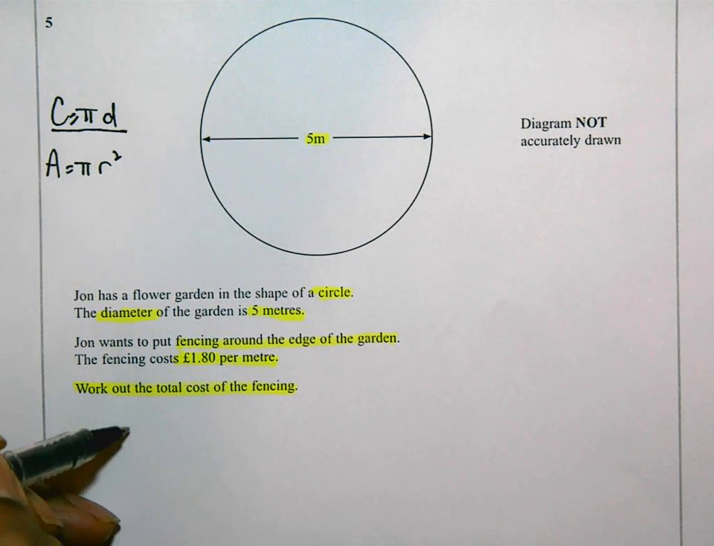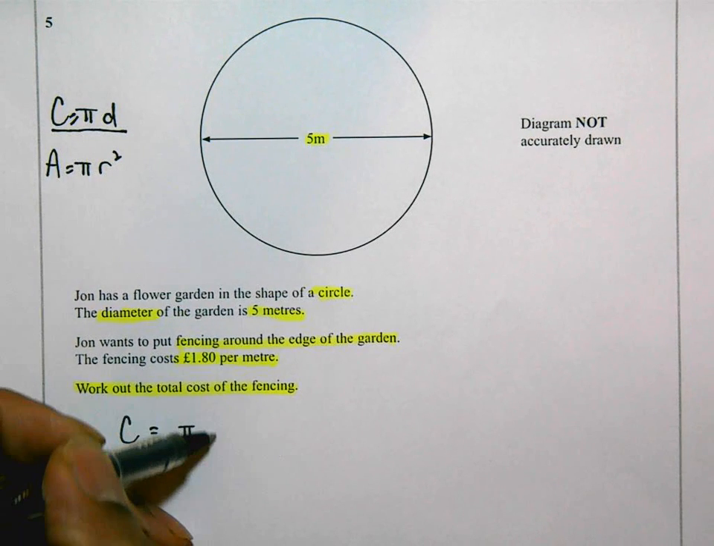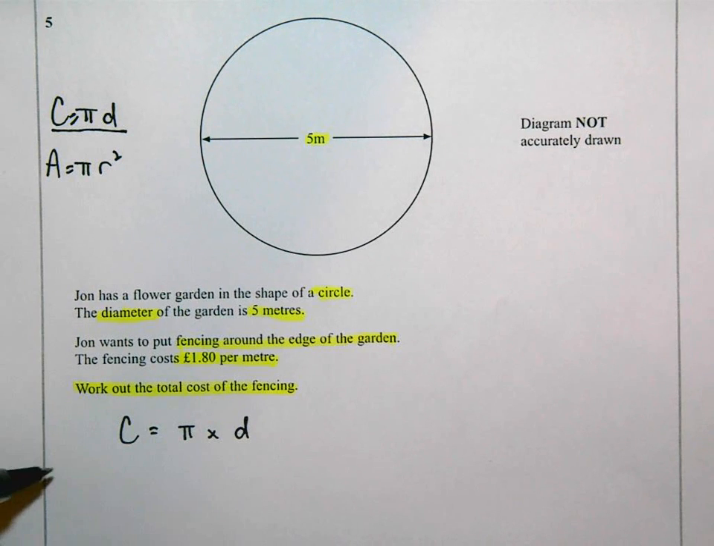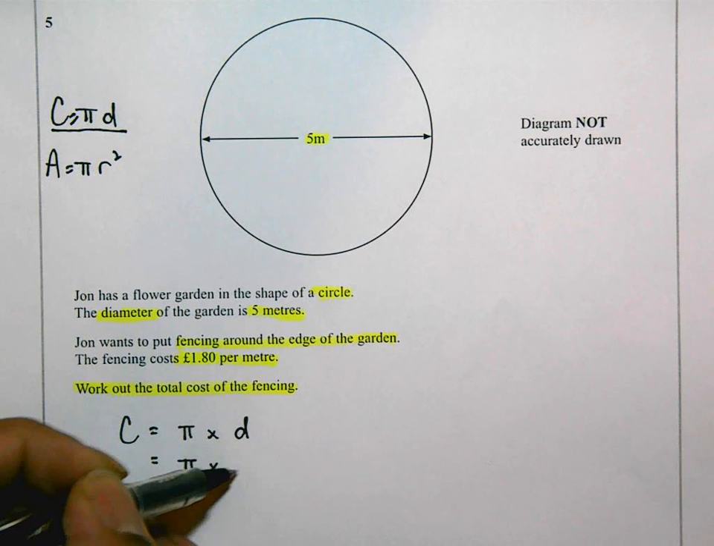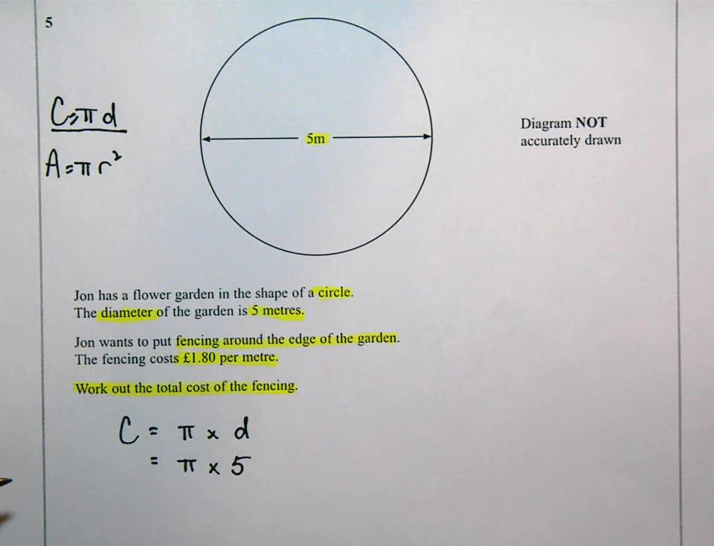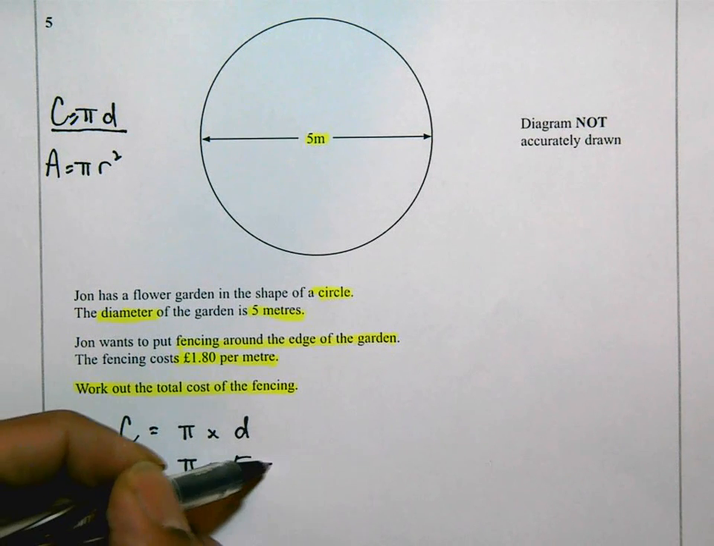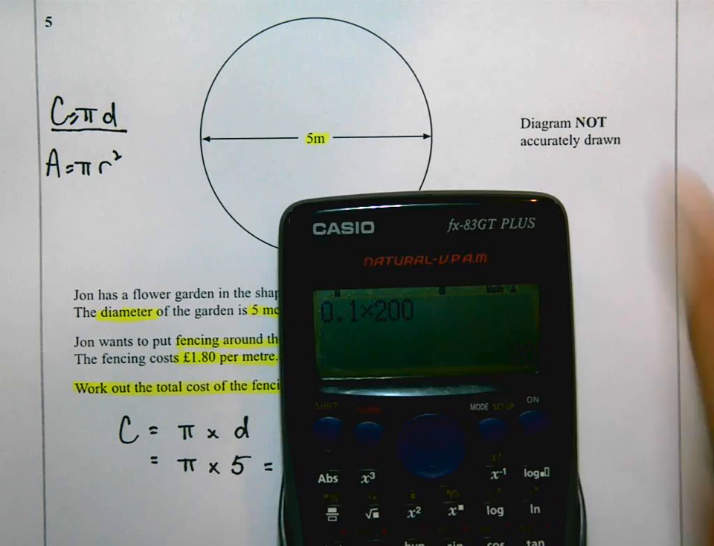Okay, so circumference is pi times diameter. So circumference is pi times the diameter of the circle. In this case, we have pi times, and the diameter of this circle is 5 meters. Okay, so I could work this out. I'm going to use my calculator to do this.